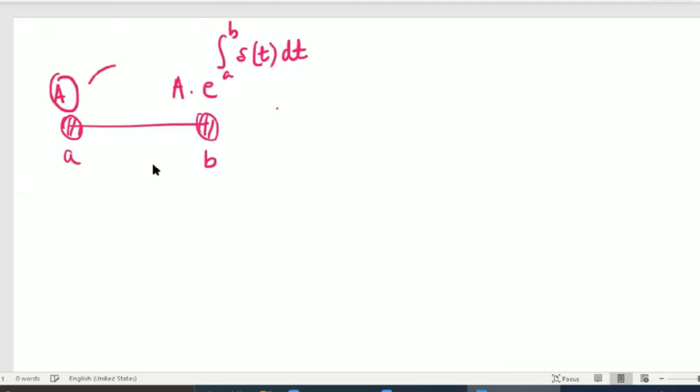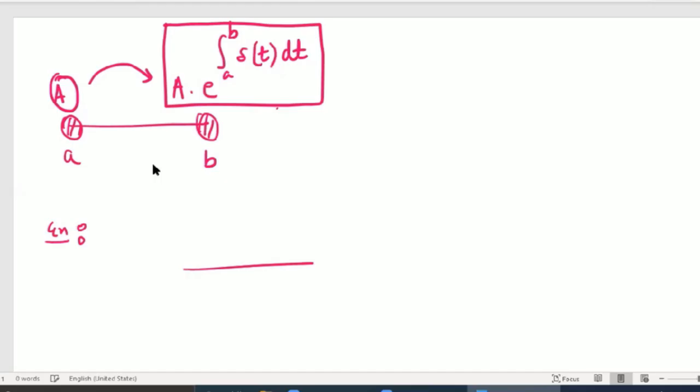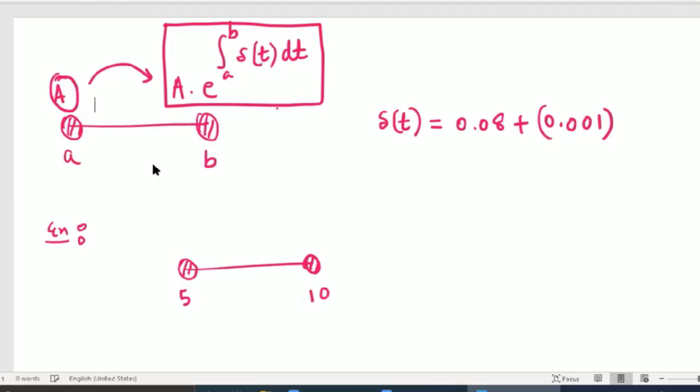Again, we'll see the use in annuity everywhere. Today, I'm concentrating only on the first chapter. Suppose, let me write one example. You write here 0, or maybe 5, 10 here, and delta T is given, suppose 0.08 plus 0.001 T. Do you know the meaning of this?